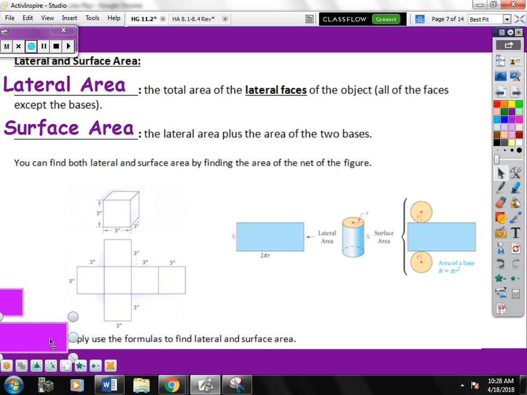Now the lateral area and surface area of a cylinder are a little bit different. Lateral area would be, if you think of a toilet paper roll, the distance around the sides. If you unroll that, it actually makes a rectangle. The height of the cylinder would be h. The length of this rectangle is the circumference.